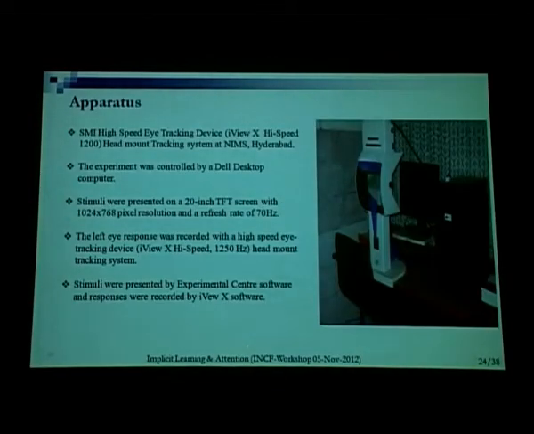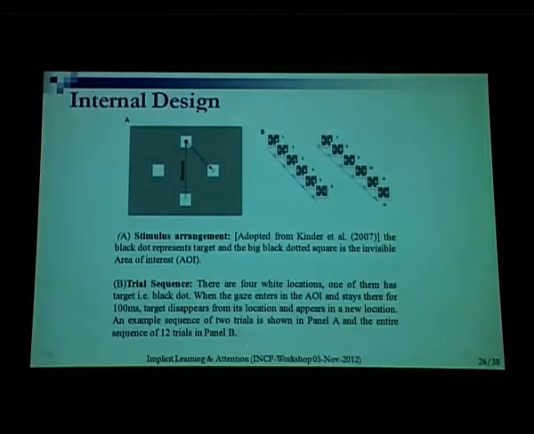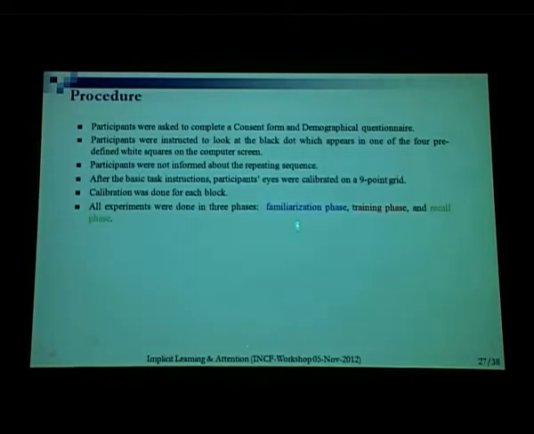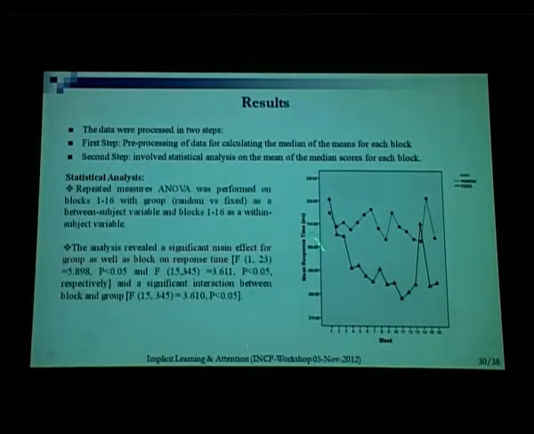I don't show the comparison. So this is the eye tracking system that we used from the Nizam's Institute, similarly arranged in this diamond shape, and we took the same sequences. There's a familiarization phase, training phase, and then the recall phase, where we take a combination of free verbal report and objective type of measure, right? So we looked at this, and the results show these are the two groups.